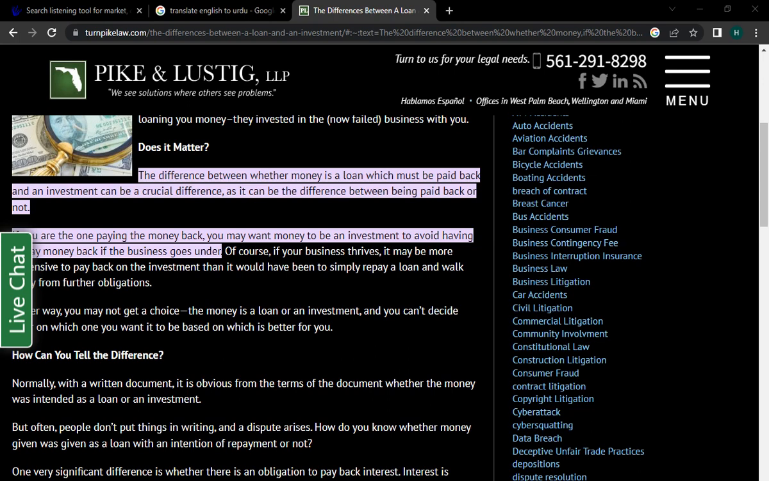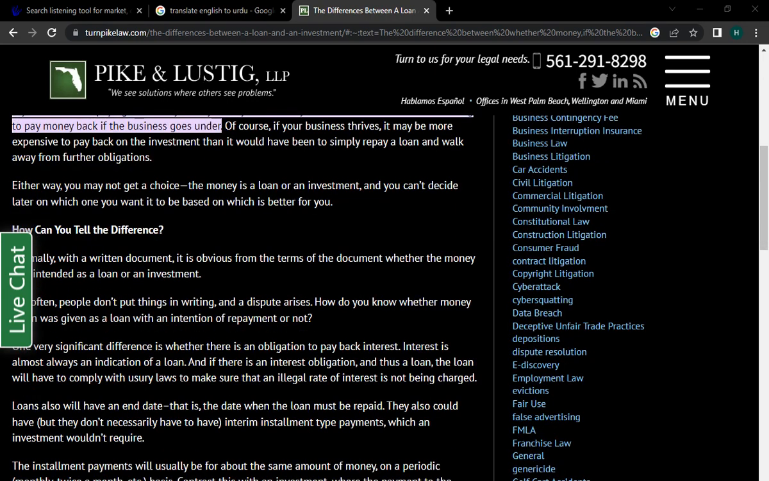One very significant difference is whether there is an obligation to pay back interest. Interest is almost always an indication of a loan, and if there is an interest obligation and thus a loan, the loan will have to comply with usury laws to make sure that an illegal rate of interest is not being charged. A loan also will have an end date, that is the date when the loan must be repaid.